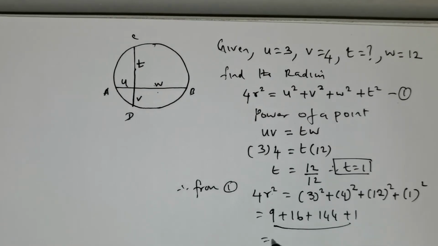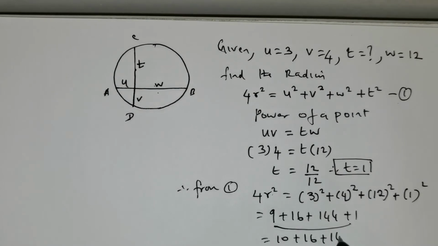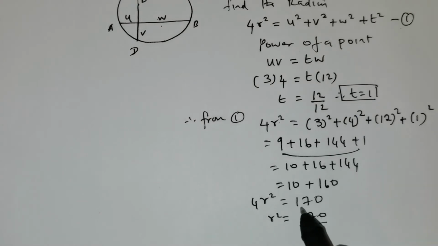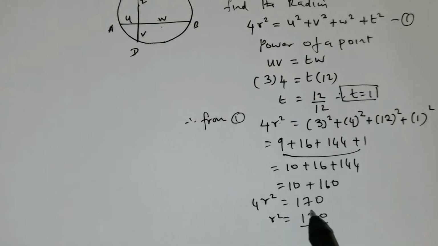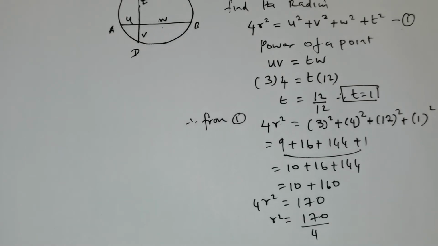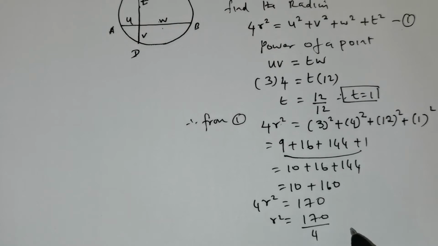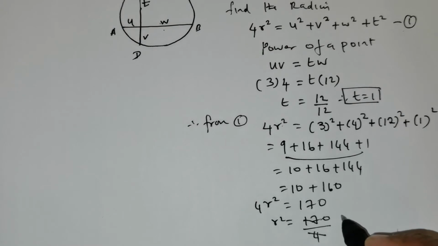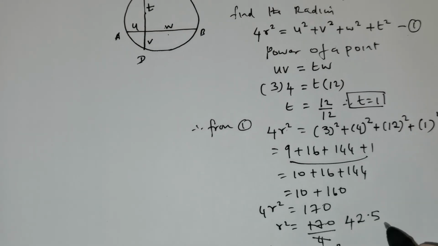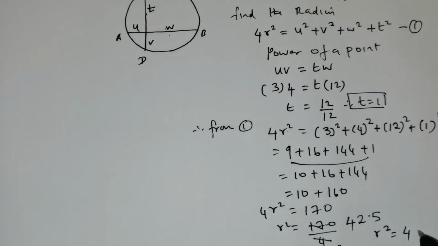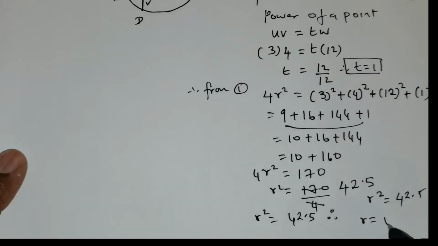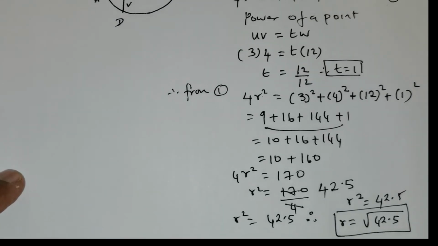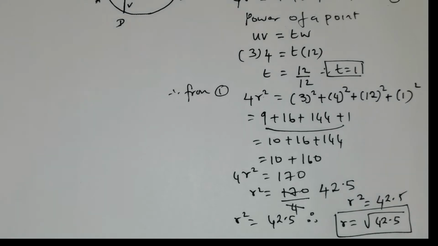9 added with 1 would give me 10. Plus 16, plus 144. So 10 added with 16 added with 144 would give us 170. So 4 times R squared is going to be equal to 170. So R squared is equal to 170 divided by 4. So 4 can divide 170, 42.5. So from here we got R squared to be equal to 42.5. R would be the root of 42.5. You can use a calculator and obtain the value for this.